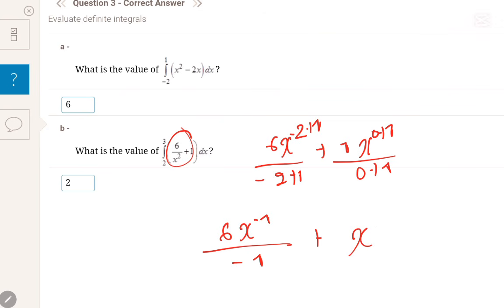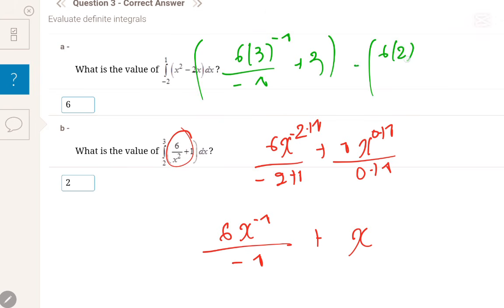Okay, so now what do you need to do? The only thing you need to do is substitute x with 3 and 2. So now it's 6 times 3 to the power of minus 1 over minus 1 plus 3. All of it subtracted from 6 times 2 to the power of minus 1 over minus 1 plus 2. So let's try it on the calculator. 6 times 3 to the power of minus 1 over minus 1 plus 3, right? My answer, minus 6 times 2 to the power of minus 1 over minus 1 plus 2. And I will get my answer to be 2.